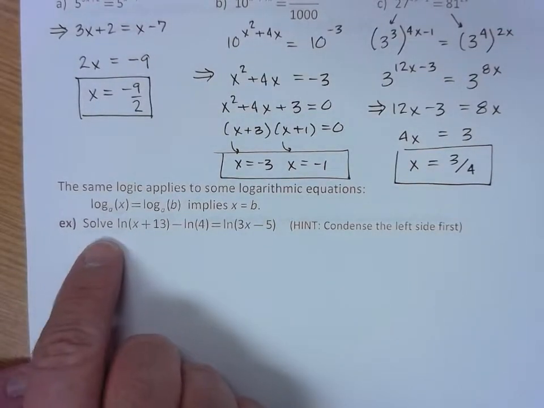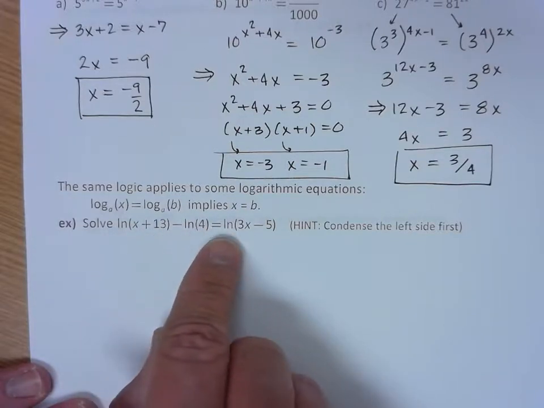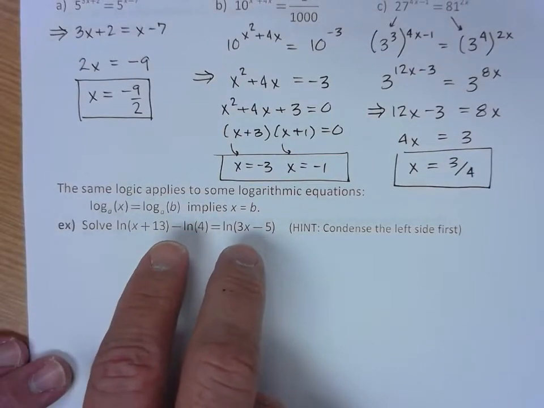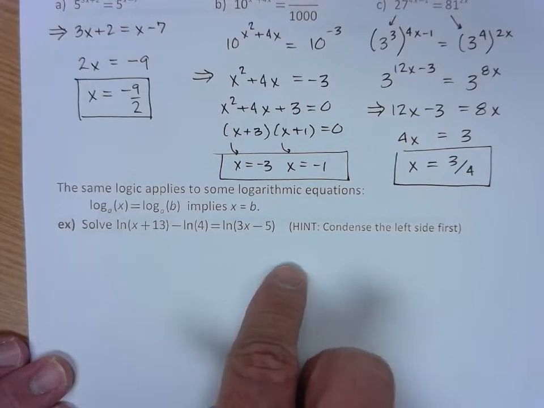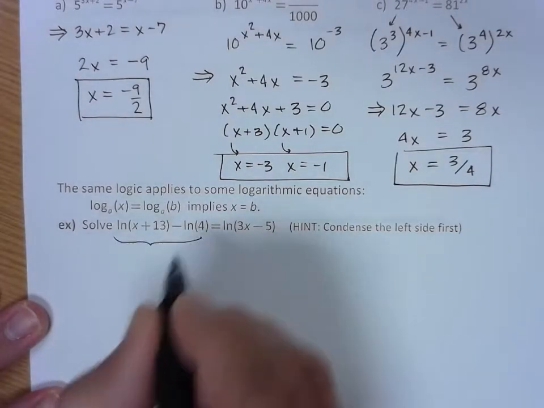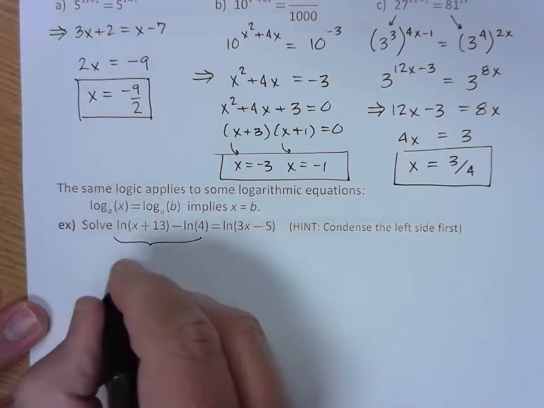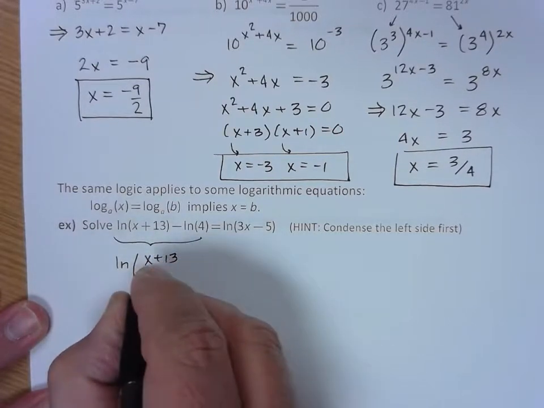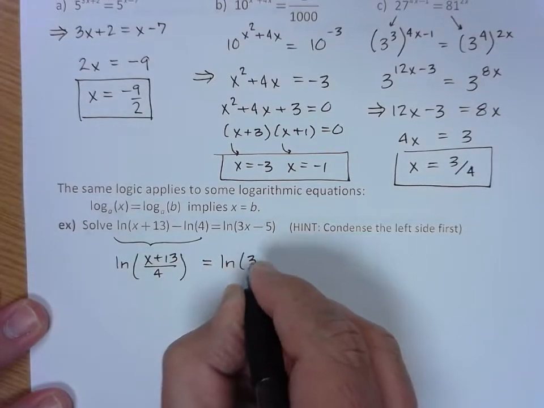So here the equation starts off as natural log of x plus 13 minus natural log 4 equals natural log of 3x minus 5. In order for me to get both sides in the form of ln of a quantity equals ln of a quantity, I need to do some condensing on the left-hand side first. So use law of logarithm number 2. That's a difference of two logarithms. I can condense this to natural log of x plus 13 divided by 4, and then keep the right-hand side as natural log of 3x minus 5.